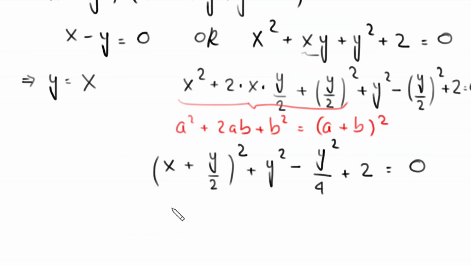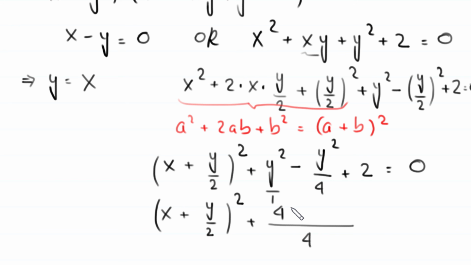Further simplify, this will become x plus y over 2 whole squared. We can write the denominator of this y squared as 1, and we take the LCM of 1 and 4. The LCM of 1 and 4 is 4, so this will become 4 times y squared minus this y squared, plus 2 equal to 0.